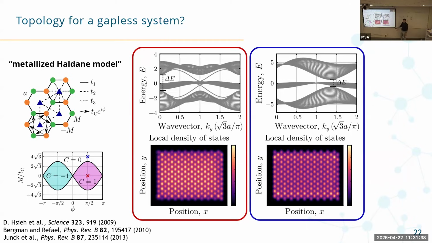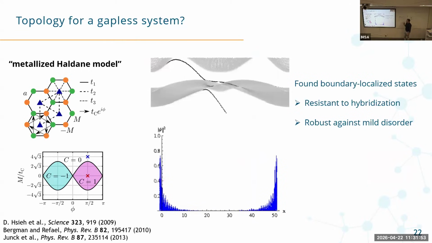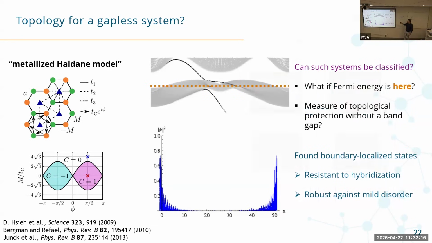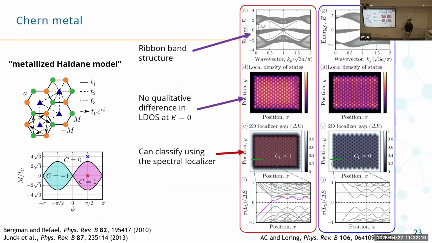So you would say that the red one is the topological case and the blue one is not. But if you set your Fermi energy right at 0, there's a bunch of bulk states. Their local density of states, if you just go about calculating this, are not qualitatively different. It's just states everywhere, as you would expect. So as I said, this was studied by Bergman and Refael. They found boundary localized states that were resistant to hybridization and robust against mild disorder. That's about as far as they could push their study because they didn't have a way of classifying it. It's a gapless system, all sorts of bulk states. And at the time, there was no measure of local protection for this.